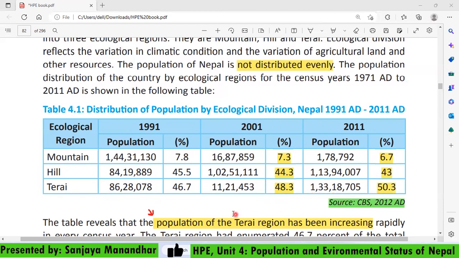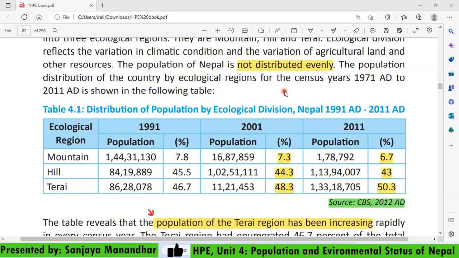So now you can analyze this table in your own way. Horizontally, we have already compared. So when we horizontally compare, Tarai region has got more population. In Tarai region, the population is increasing according to time. But in mountain and hilly region, population is somehow decreasing.